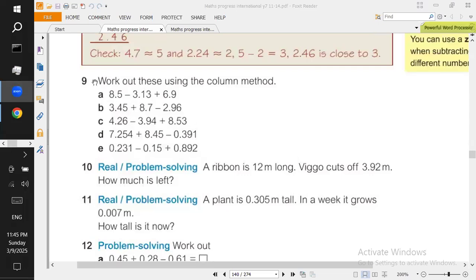If you have problems like these, you can solve them step by step. You can work out these first, and then take the answer and add it with this one. Same idea, you can add these first, and then take the answer and subtract it from this one. So same idea, you can do these steps with the same idea, okay?